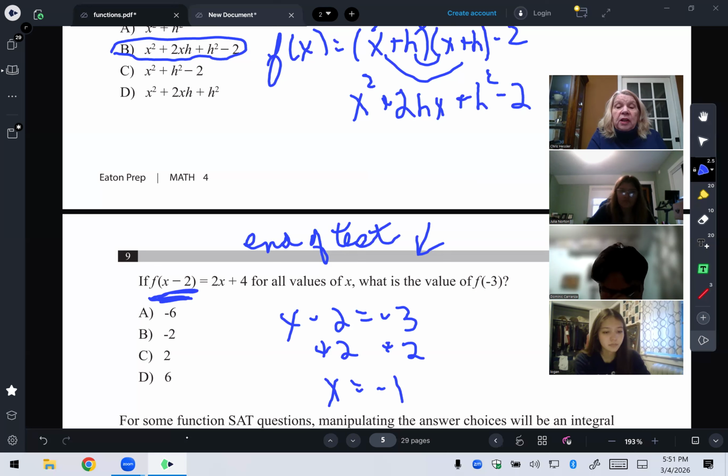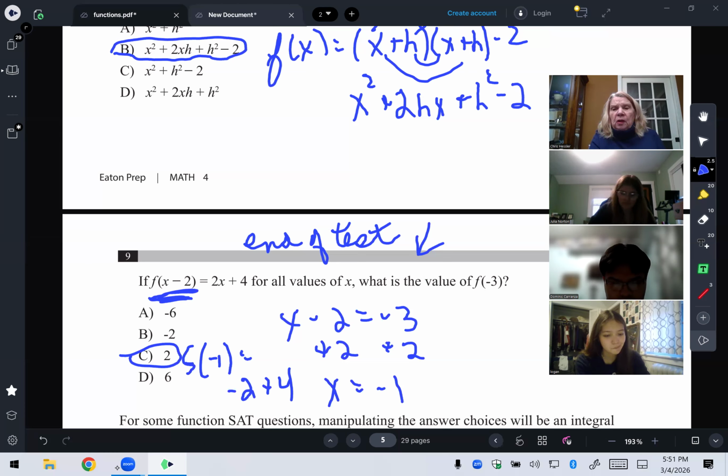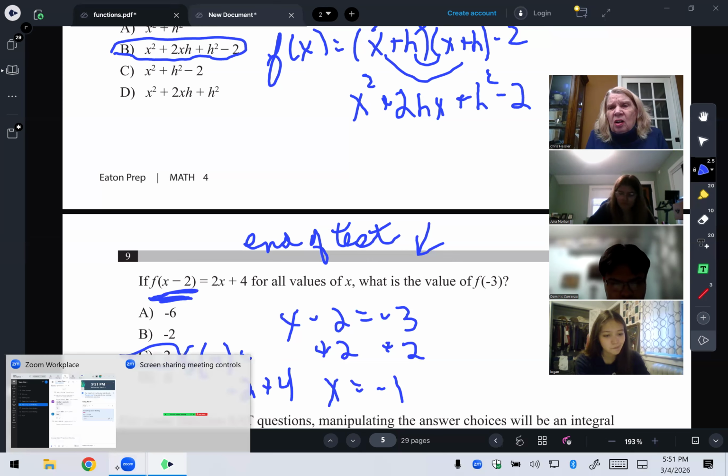Actually, they translated the function 2 to the right, right? If it's negative, it goes to the right. That's the tricky part. So now we just put in f of minus 1, and we're going to get minus 2 plus 4, which is 2. Does that sort of make sense? That's harder because they're not straight away giving you f of x.